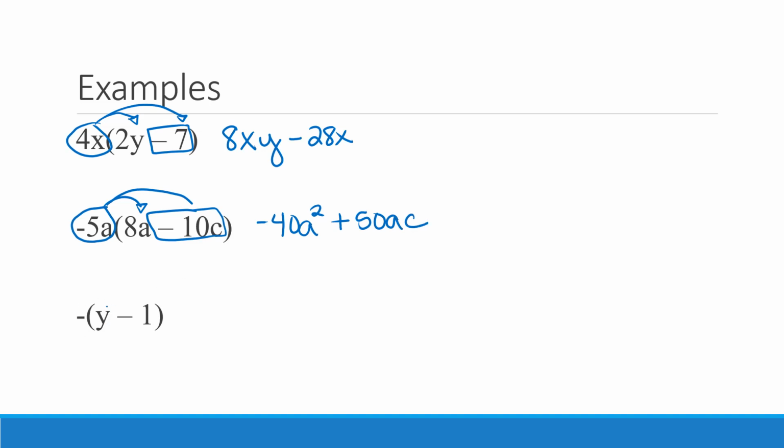This one, a lot of students are like, well, what is it that I'm distributing? Essentially, all you're doing is taking a negative 1 or a negative and distributing it to both of these two. So negative times y gives me negative y. You just want to be careful with signs because negative times negative 1 gives me a positive 1. So essentially what just happened is the signs changed for both of these two.